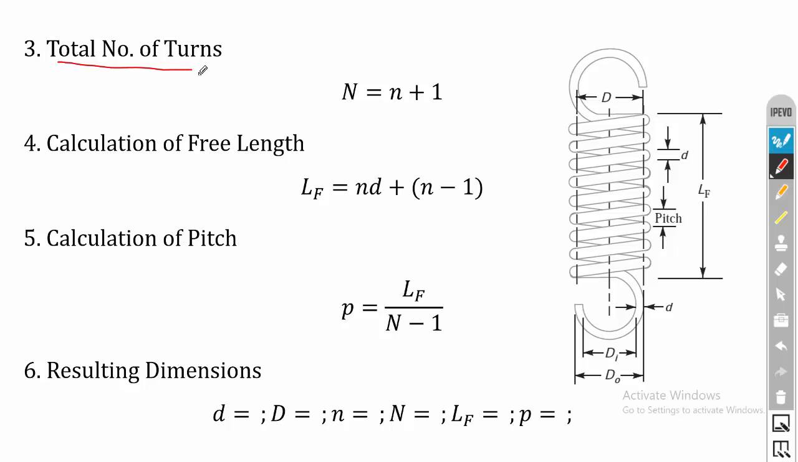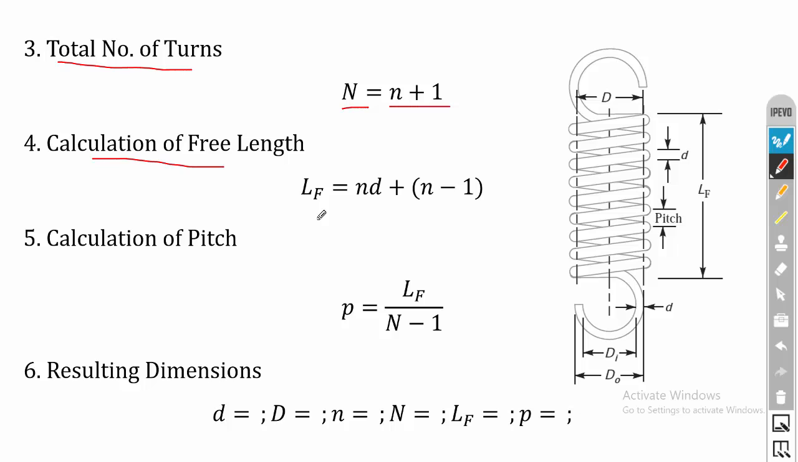Then after calculating the number of turns, we have to calculate the total number of turns. So for all the helical tension springs, the end conditions are same. So the end is a curved like structure. So the capital N is equal to n plus 1. So it is common for all helical tension springs.